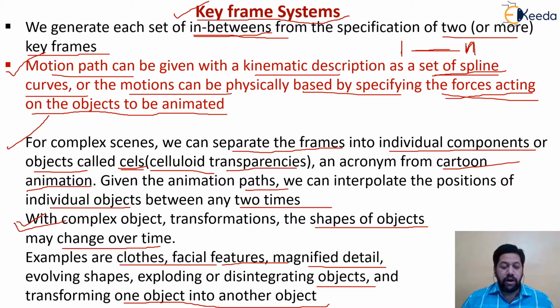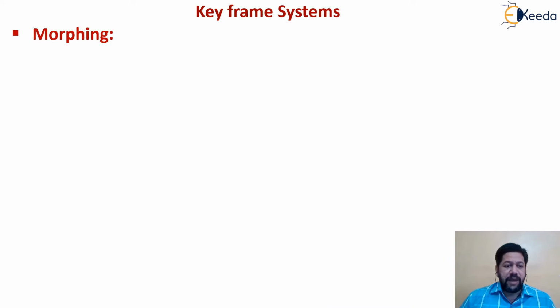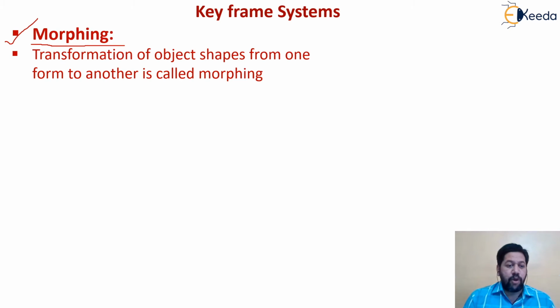Now let us move to the next point to understand things in detail. I'm just moving to the next slide now. Just now we have seen that we have to transform one object into another object. To produce the motion, one very important technique used here is known as morphing. So the technique that we are learning is morphing. Now what is morphing? Morphing is the transformation of object shapes from one form to another.